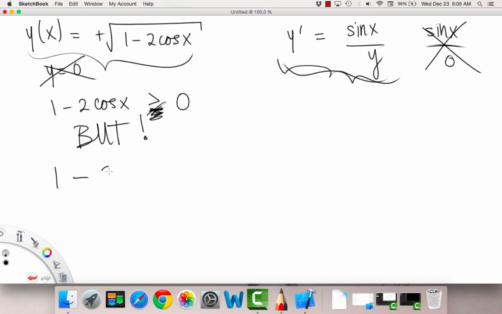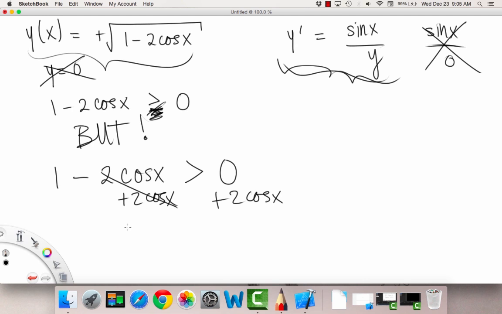So basically we're working with this: 1 minus 2 cosine x is strictly greater than 0, okay? That's important to note for our interval of existence. Now all we have to do is find the intervals on which this is true, so we solve for x. Let's add the 2 cosine x to the other side. That goes away, and we get 1 is greater than 2 cosine x. If we divide by 2, we get cosine x is less than 1 over 2, less than a half.